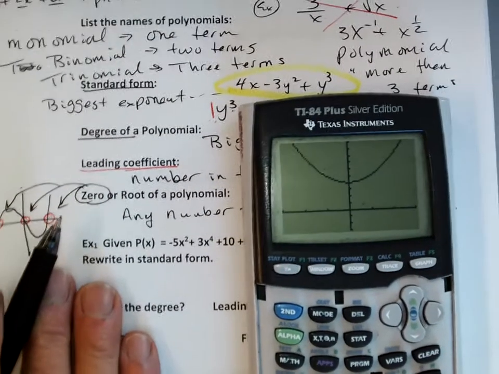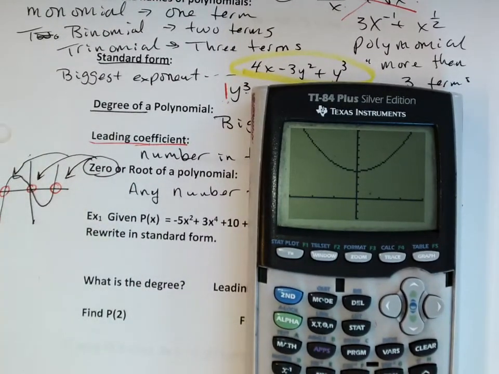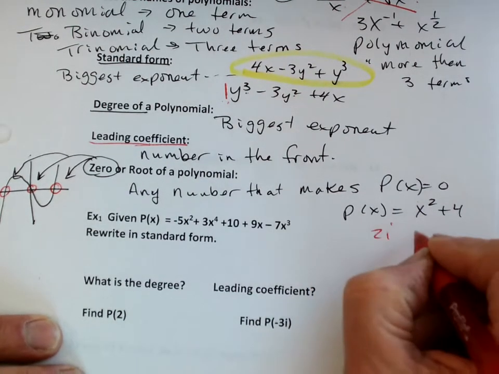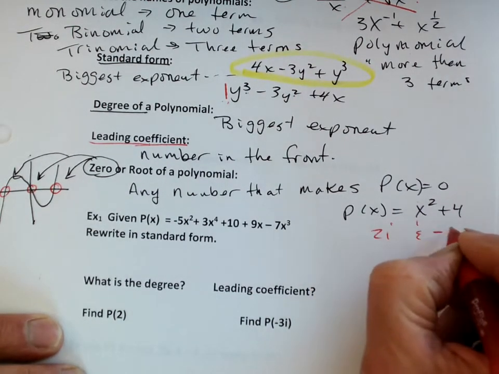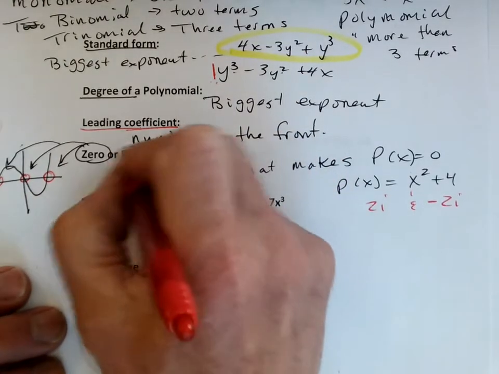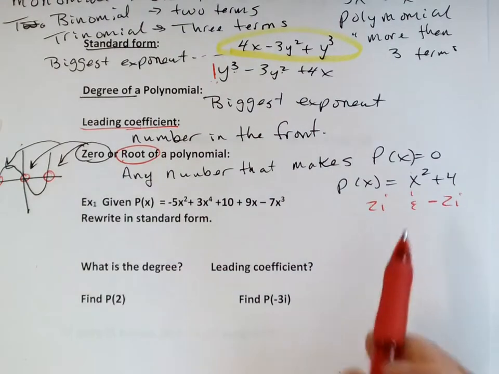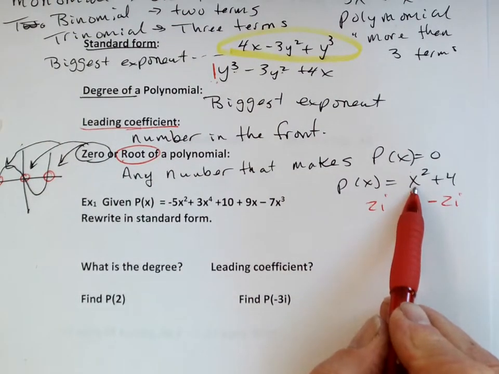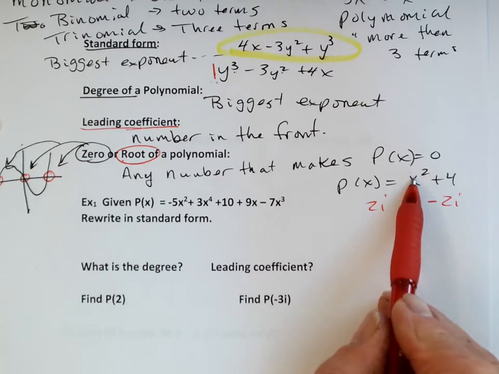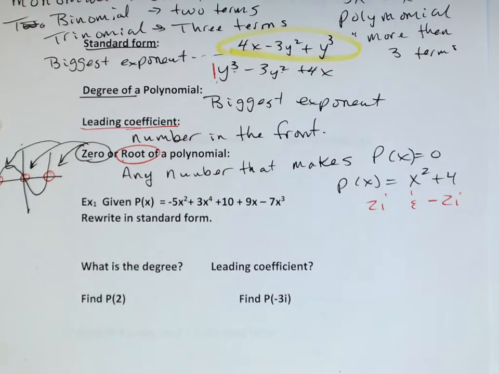So you could say there are no zeros. You could, right? You could say there's no zeros. It never crosses the x-axis. But I'm going to say that 2i and negative 2i are, and this is why you get this term roots, because if I were to plug in 2i, I would get 0. Plug in negative 2i, I would get 0 also. Even though they're not x-intercepts, they're still going to be zeros, okay?